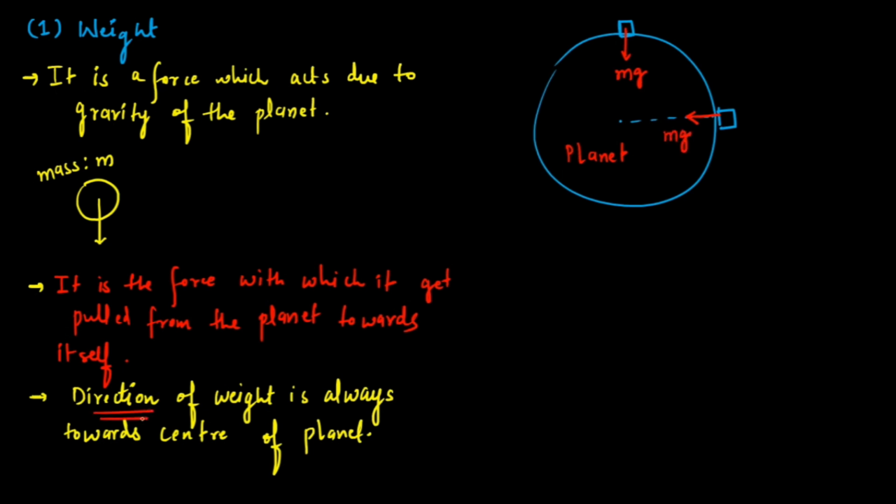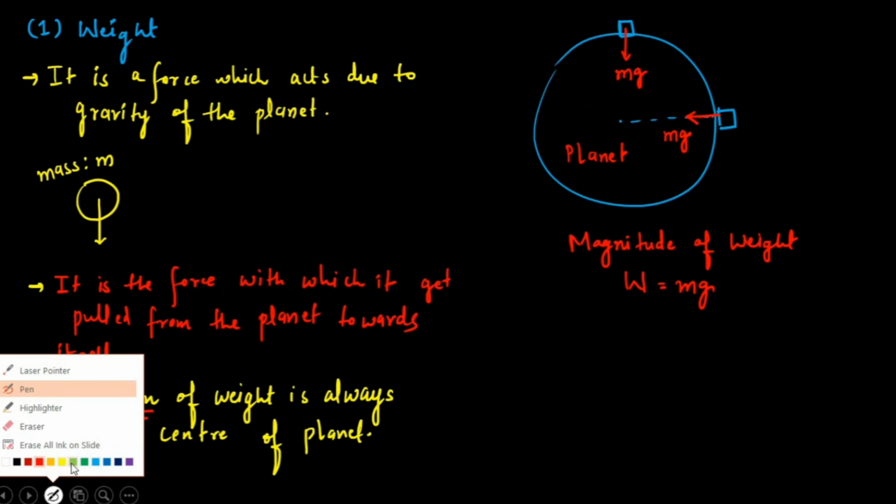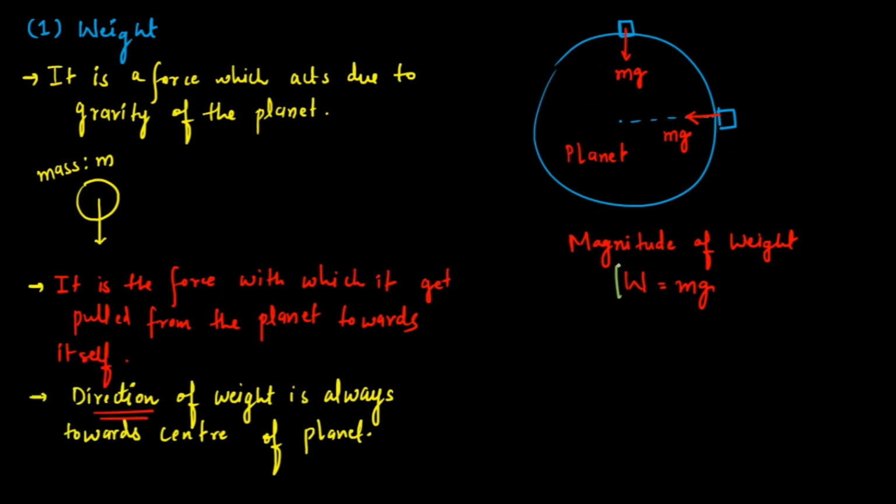Its direction is pretty much simplified, whereas if we talk about the magnitude of force, the magnitude of weight is always equal to mass times acceleration due to gravity of that planet. Why am I referring to that planet? Because for different planets, the value of g is going to be different. So we need to understand this not only for Earth but for any other planet. The magnitude of weight is going to be mg.